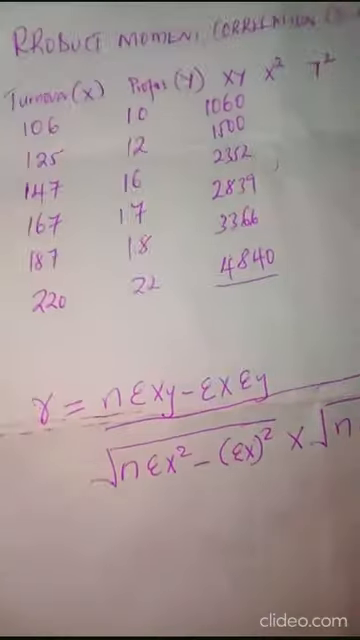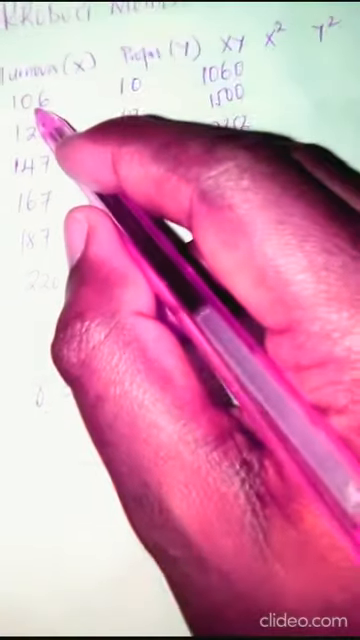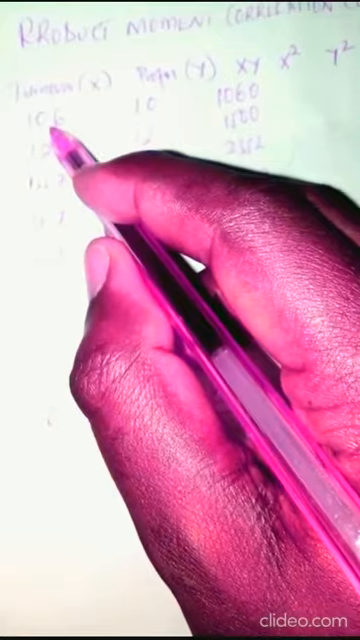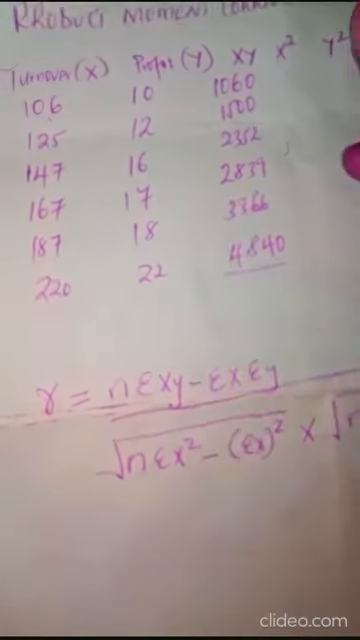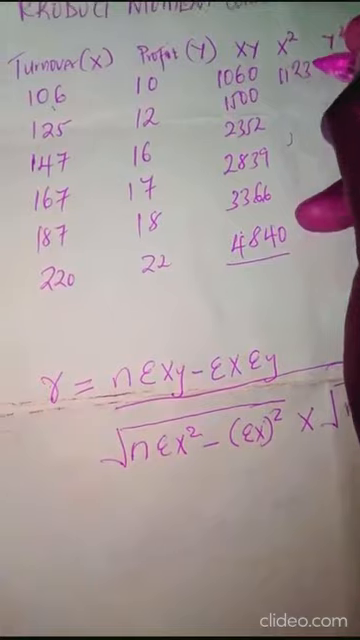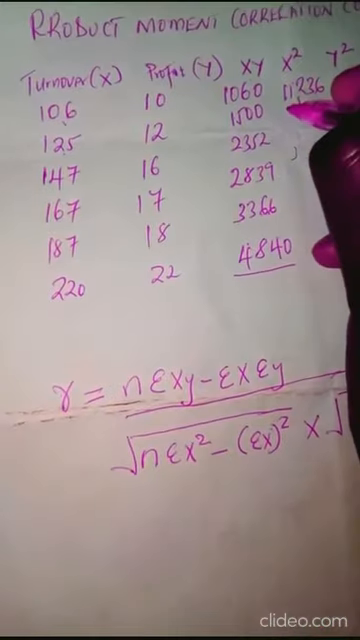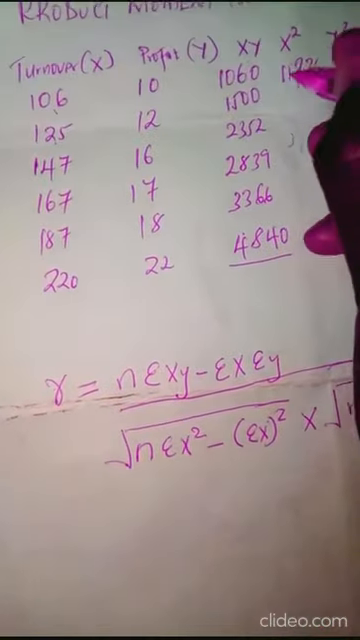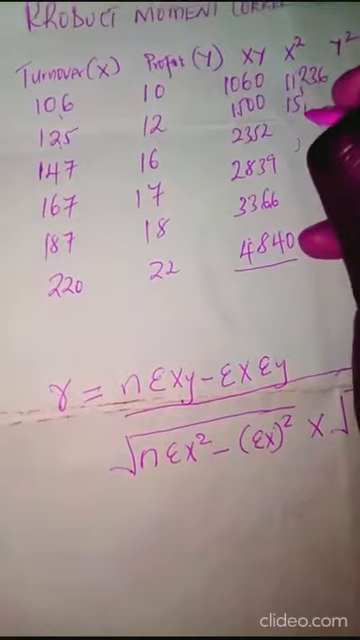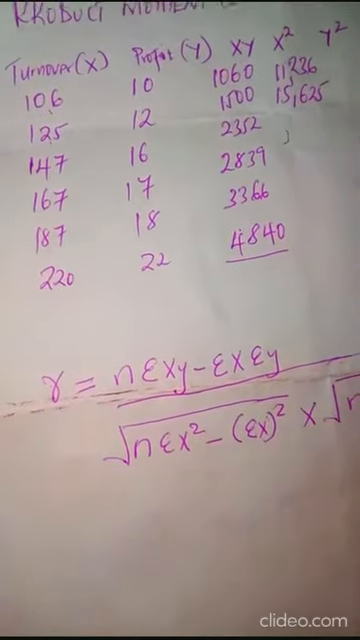Then you are also going to get the x squared, that is the x value squared. You square the values of x. So 106 squared will give us 11,236. Then we have 125 squared, which gives us 15,625 from the calculator. All this you're getting from your calculator.